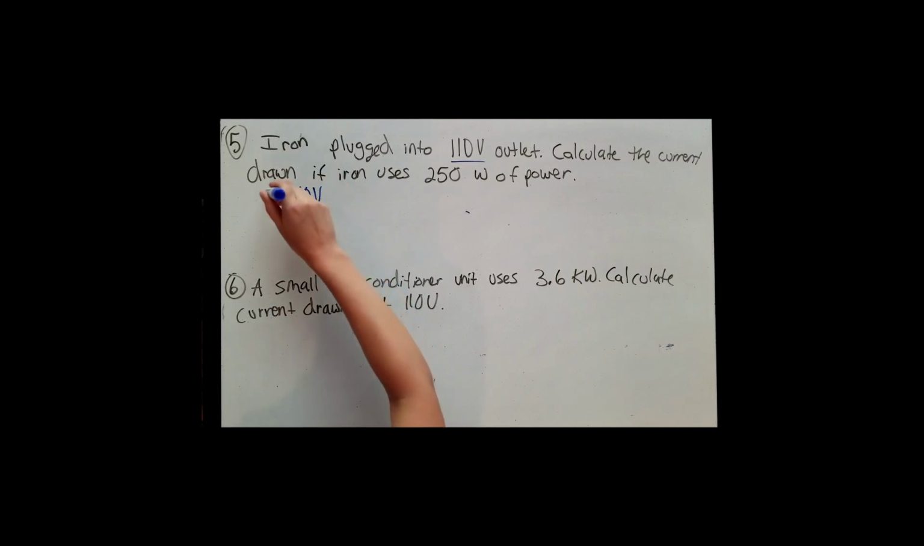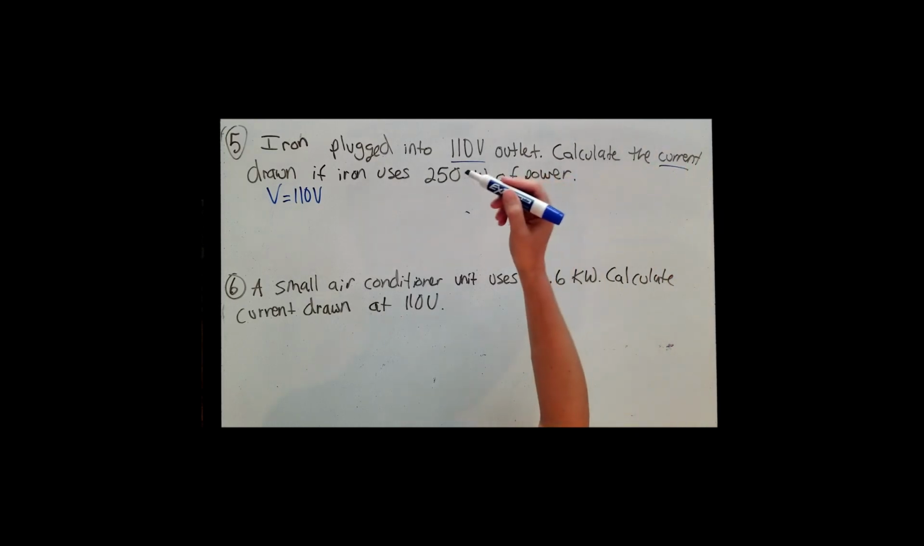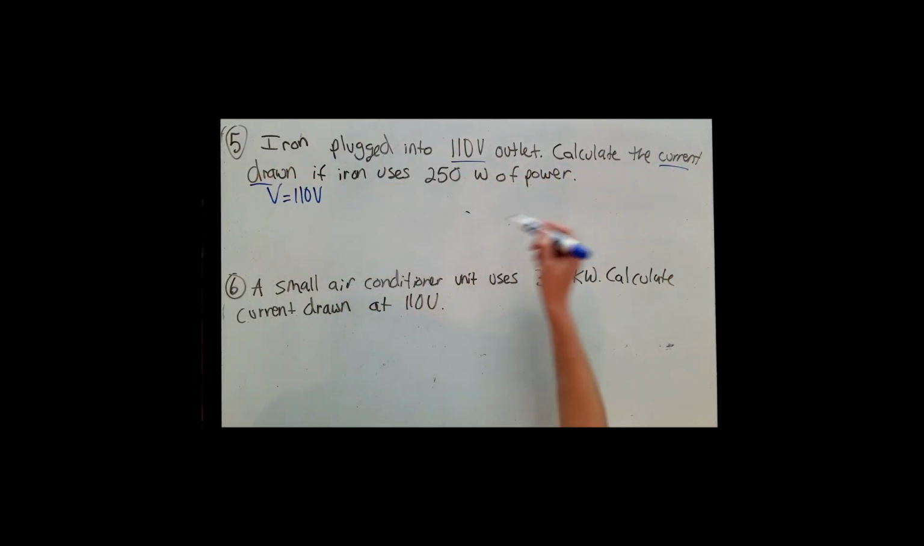So the last 2 problems we're going to look at in the chapter. The first one, we have an iron, I'm talking about it like iron that you iron clothes with, being plugged in to a 110 volt outlet. We're going to calculate the current if the iron uses 250 watts of power. Right, so let's start by making our list of knowns and unknowns, just so we're making sure that we're using the correct equation. So we have 110 volts, and that is a voltage, it's variable. Then we have a current drawn, that's the question mark.